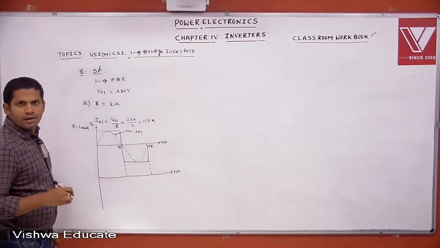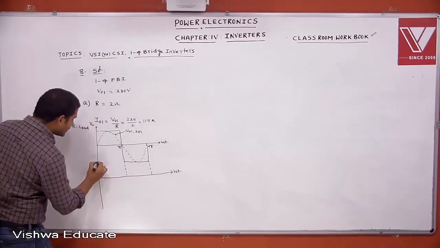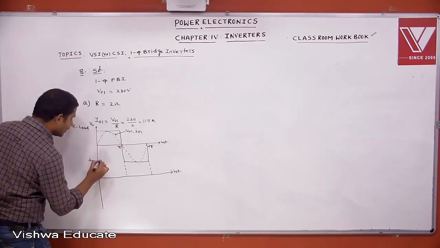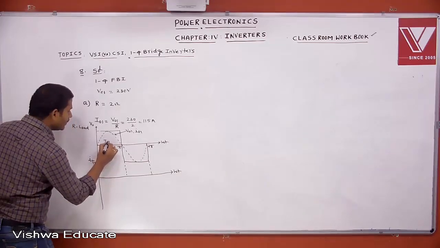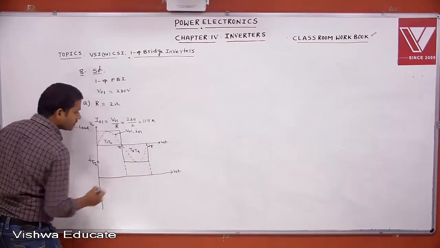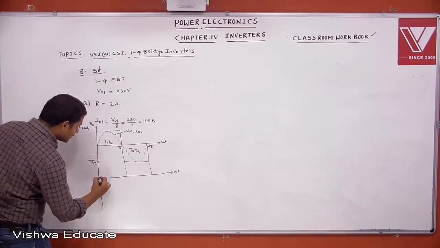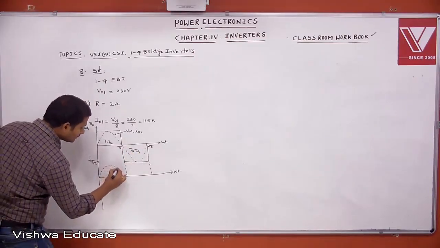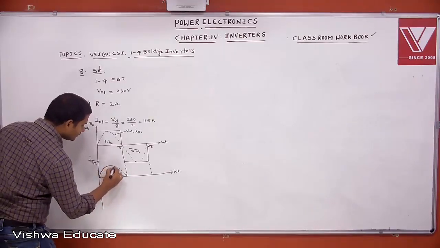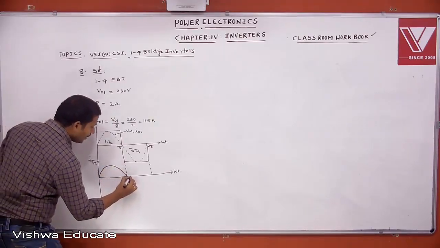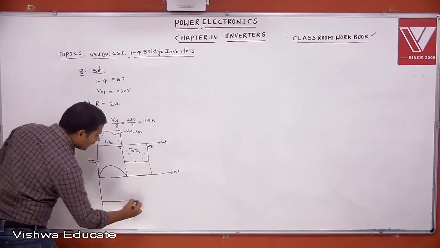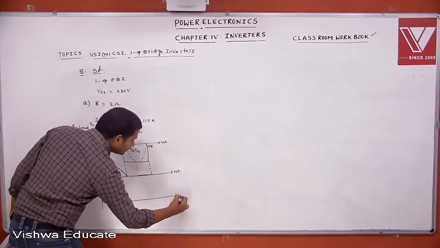Then if you draw with respect to each thyristor, each switch, let me call them IT1, IT2. Here T1, T2 is conducting. This is T3, T4 is conducting. With respect to each thyristor, we get the current like this. This is the fundamental current. But here T3, T4 is conducting, that's why 0. Then you draw with respect to each diode.